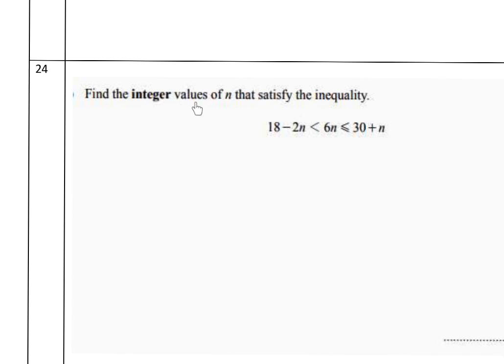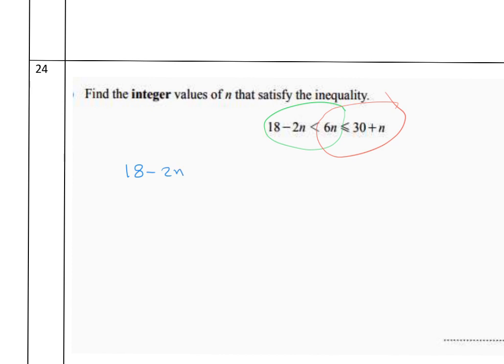Find the integer values of n that satisfy this inequality. In this inequality, we have 3 sides, and we have n in all. How to solve this inequality? Before, if we had 3 sides, we had n at the middle. But now we have n in all sides. To solve this inequality, divide it into two inequalities. This is the first one, and this is the second one. So we can divide the inequality like that and solve each one.